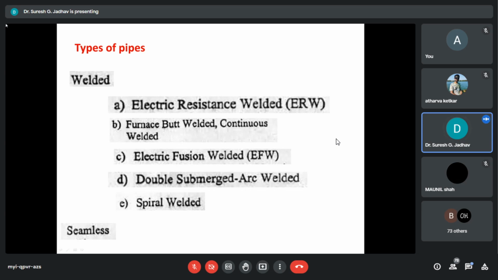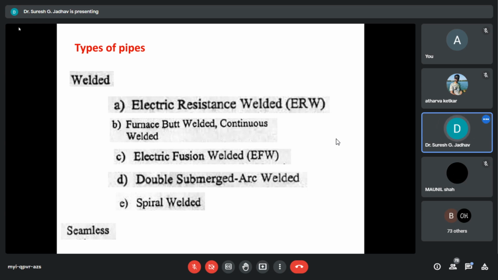Now next is types of pipes. Here, types of pipes means we can classify pipes based on the method of manufacture. The first one is the welded method. Now the second one is seamless.